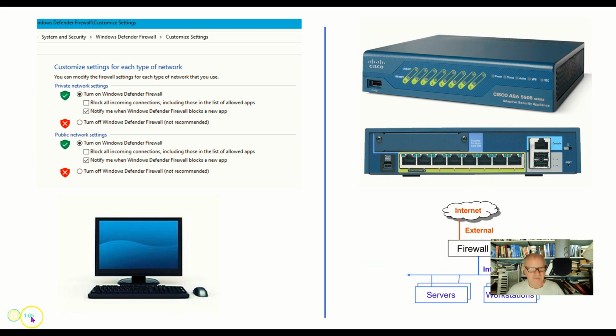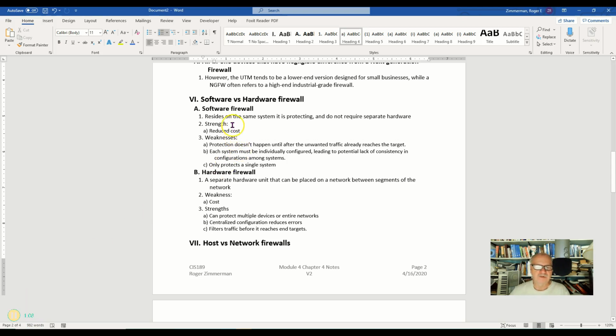Now, going back to our notes here, I want to look at some of these strengths and weaknesses. The software firewall is indeed cheaper. As a matter of fact, on Windows it's free. It comes along with Windows. However, this protection, if you think about it, doesn't actually happen until the traffic has already reached the computer. Well, that's not good. I don't even want the traffic to be able to reach my computer, but now it's not filtered out until after it's already gotten there. So obviously it makes it a little weaker.